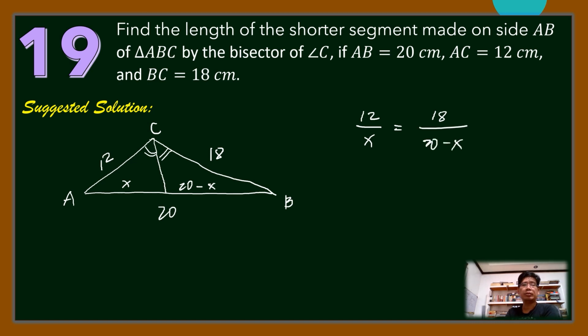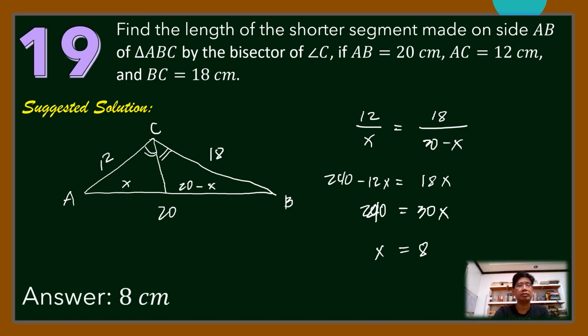From the angle bisector theorem, we can write the equation 12 over x is equal to 18 over 20 minus x. Cross multiplying, we have 12 times 20 minus x. That is 240 minus 12x. And then on the right hand side, 18x. So we have 240 is equal to 30x, adding 12x to both sides. And then we divide by 30, we have x is equal to 8. So the shortest segment made on side AB is 8 centimeters.